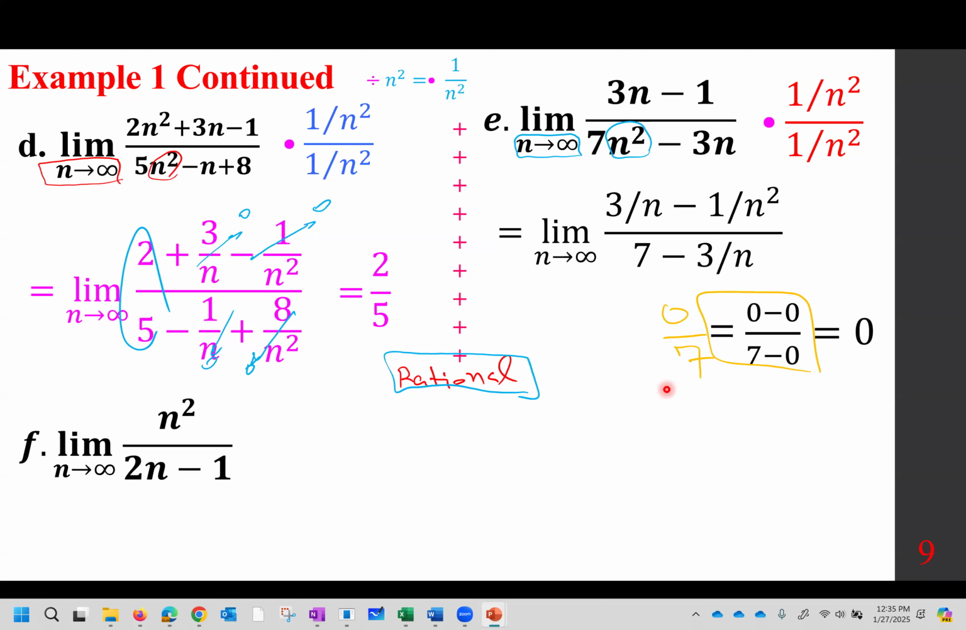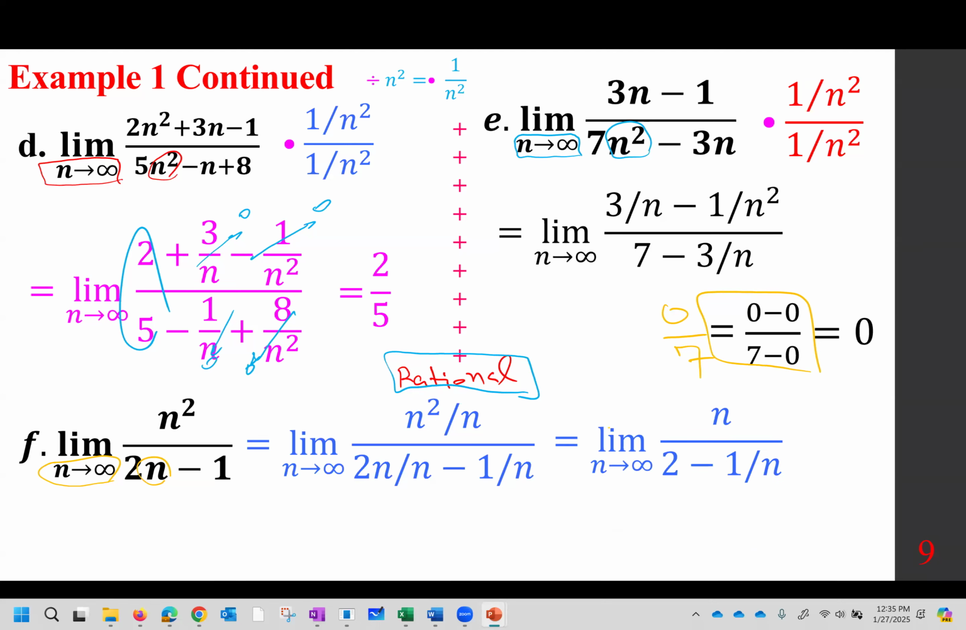What about this one? Again, rational. Rational means the top and the bottom are both polynomials. So n is approaching infinity, divide everything by n, the highest degree term in the denominator. Simplify.